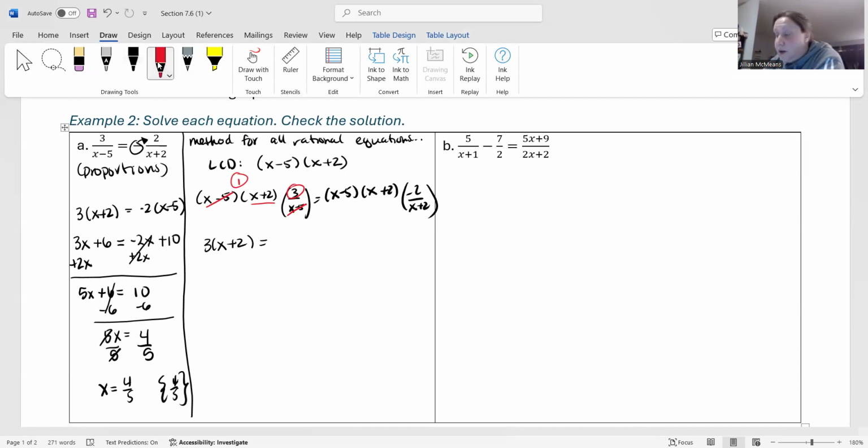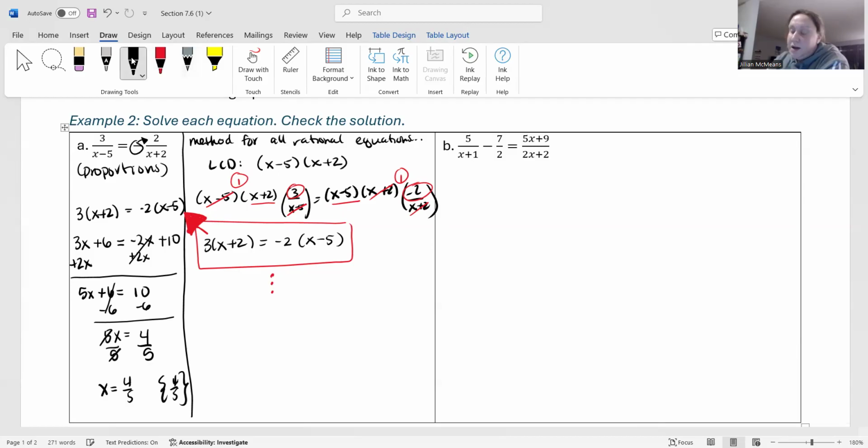Now, on the right-hand side of the equation, the x plus 2 in the denominator divides into the x plus 2 factor of the LCD one time, leaving me with a 1 times a negative 2 times an x minus 5. So we get 1 times negative 2, which is negative 2, times x minus 5. And hopefully, we can all see that this is identical to what we got right here. So we don't need to take the steps to solve this again. We can just say, dot, dot, dot, we know this is going to simplify to x equals 4/5.